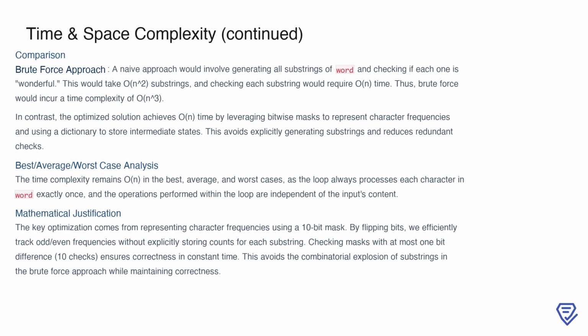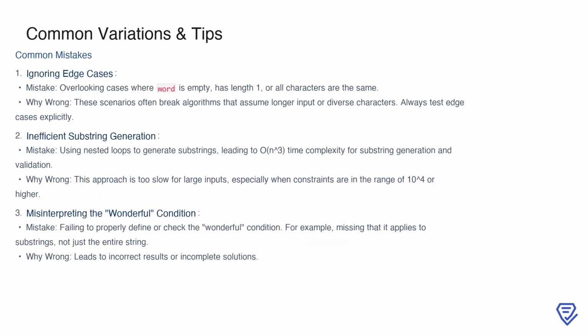By flipping bits and checking a constant number of possible masks, we avoid the combinatorial explosion of substrings while maintaining correctness. A common pitfall when working on this problem is failing to account for edge cases. For example, what happens if the input string is empty, has just one character, or consists entirely of the same character repeated? These scenarios can break algorithms that assume the input is always diverse or sufficiently long. Testing edge cases explicitly is crucial to ensure your solution is robust.